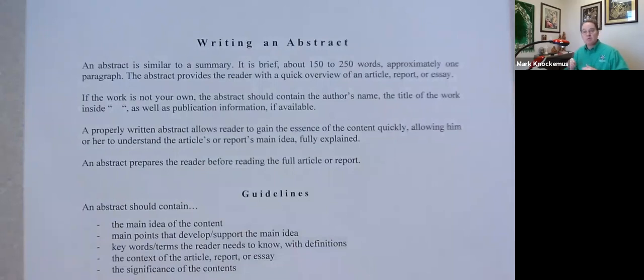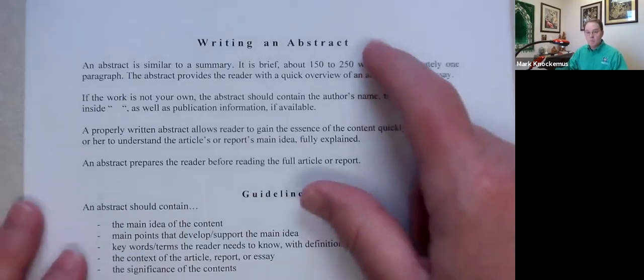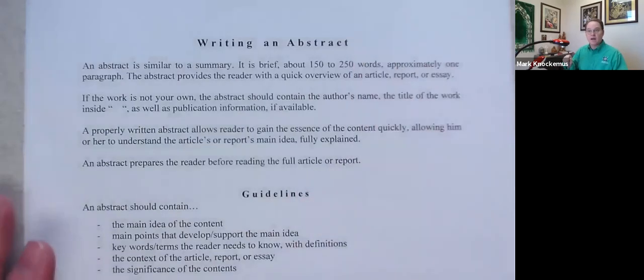The abstract should contain the author's name, the title of the work inside quotation marks, as well as publication information like the date it was published, as well as the magazine or the journal that it came from. If it's your own work, and believe it or not, it's very common to write an abstract of a long research paper, then you would identify yourself as the author.